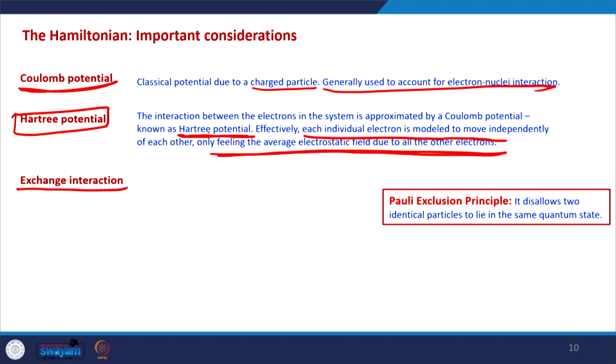But there is more to it. There is this exchange interaction as well, and this exchange interaction comes from the spin properties of the electrons. In order to understand that, we need to go back to Pauli's exclusion principle, which says that two identical spin electrons cannot occupy the same quantum state. In other words, two electrons of the same spin cannot be at the same place at the same time.